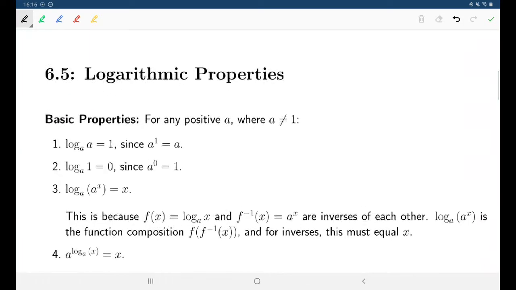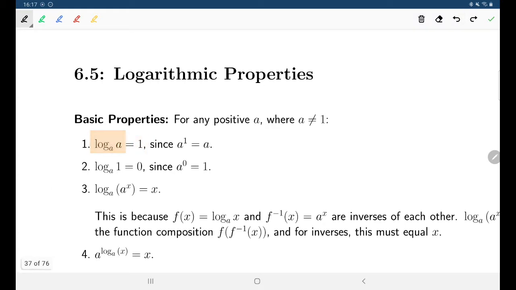The first one that we know is this. Again, we're thinking about the base being any positive a that is not 1. And we have this fact that log base a of itself is always equal to 1. And the reason we know that is, of course, a to the power of 1 is equal to a. So if you were to take that exponential expression and rewrite it as a log, it would be log base a of a is equal to 1.